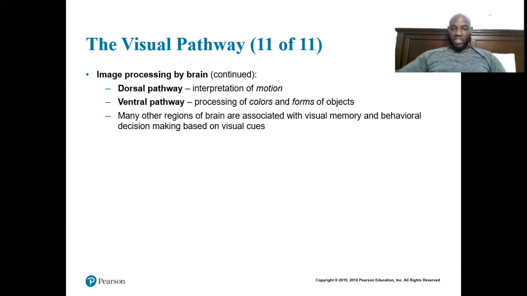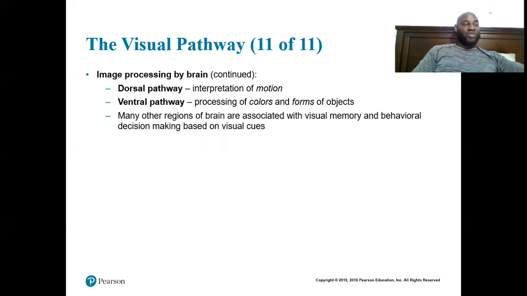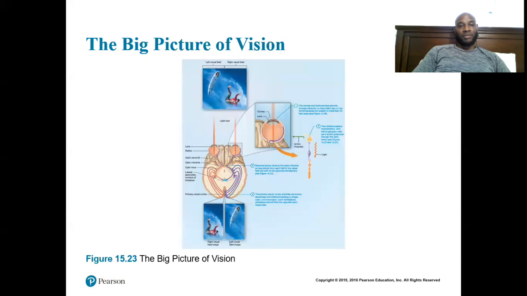We also have many other regions of the brain that are associated with visual memory. Like when you're reading something and studying and trying to memorize it, it's going into your memory. So it goes to different parts of your brain to help you remember something or to recall it, or you see something and it triggers a memory, which is also amazing. And this is just a diagram showing you the big picture of vision. So go over this on your own.